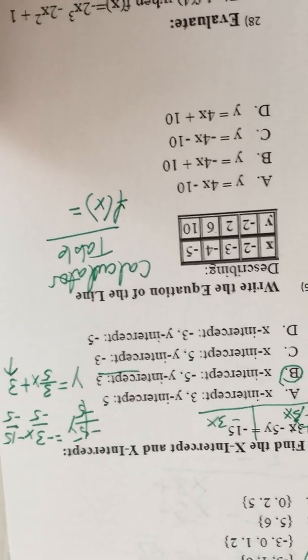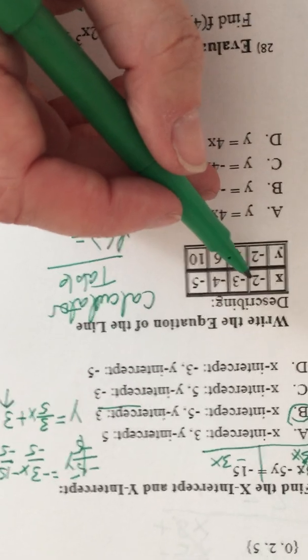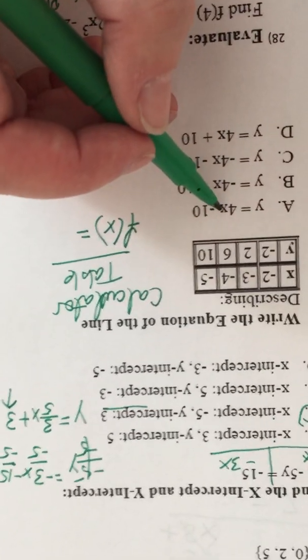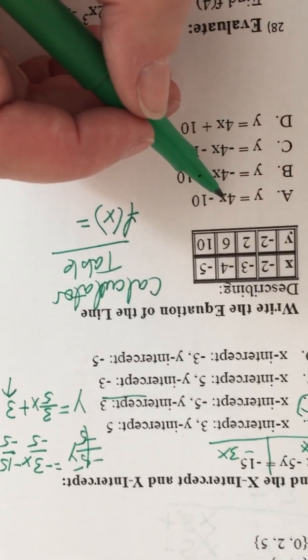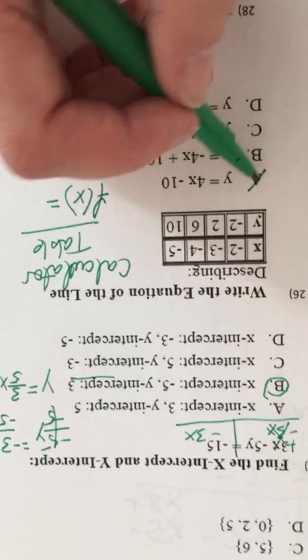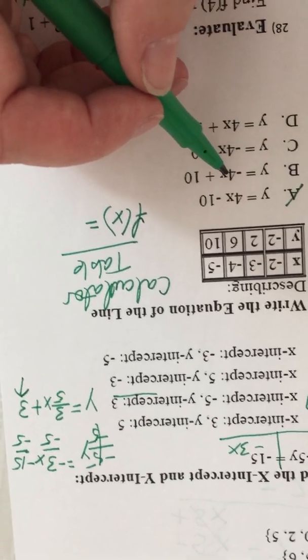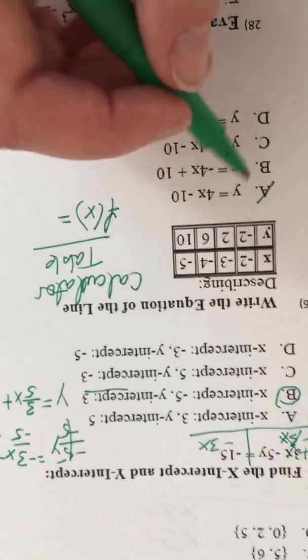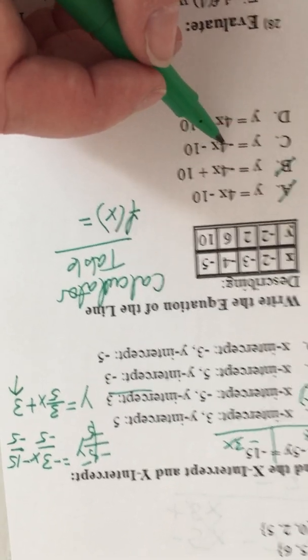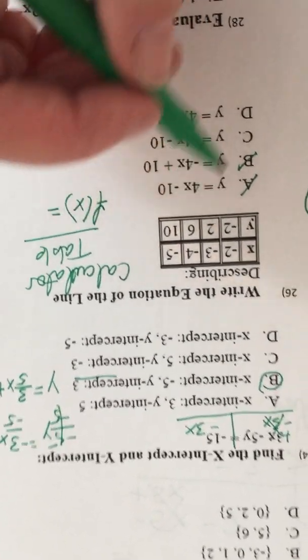The other way you can do it is plug and chug. If you want to, you could literally plug in one of these numbers, like x is negative 2. So if I plug in negative 2 here, 4 times negative 2 is negative 8. Negative 8 plus negative 10 is negative 18. That is not my y number. If I use the negative 2 again, negative 2 times negative 4 is a positive 8. 8 plus 10 is 18, not my y number. Negative 2 times negative 4 is a positive 8. 8 plus a negative 10 is a negative 2. That is my y number.